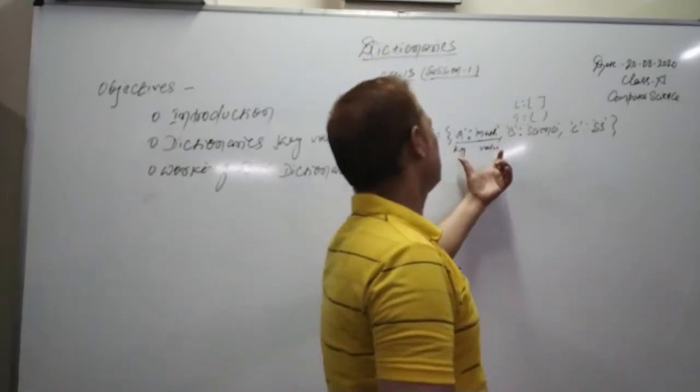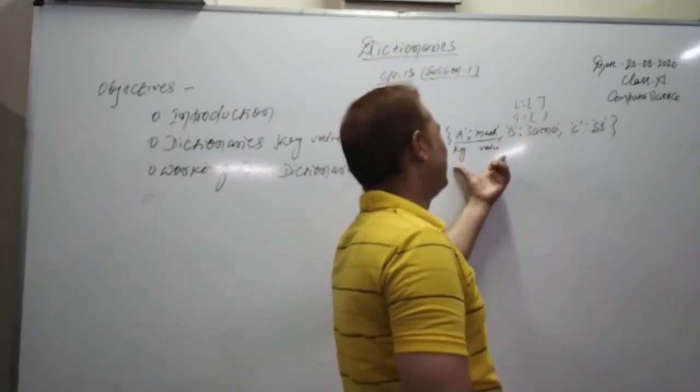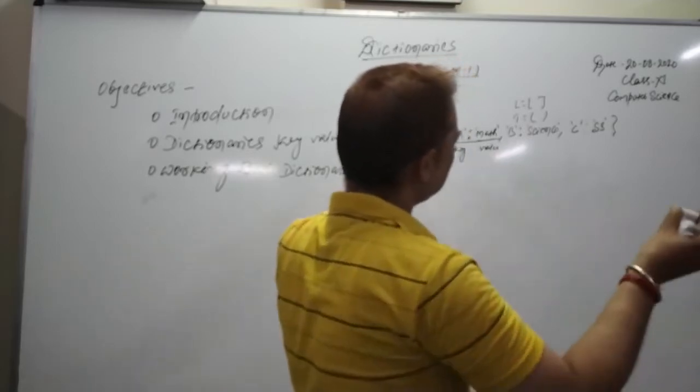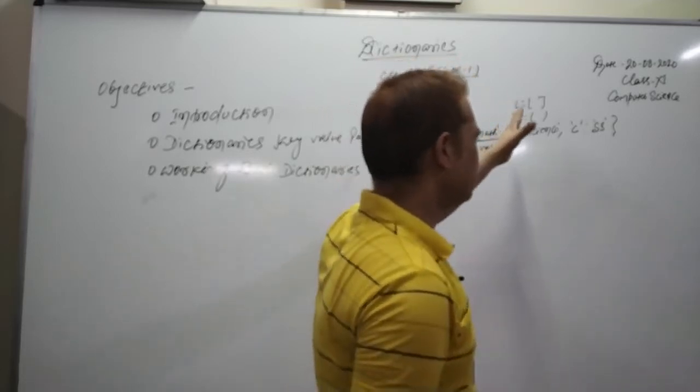So a dictionary element is always in the form of key and value pairs. That is important here. A dictionary should always be covered in curly braces, not the other brackets.